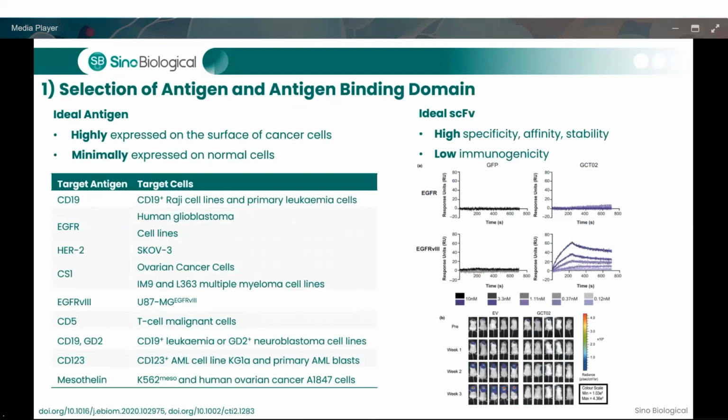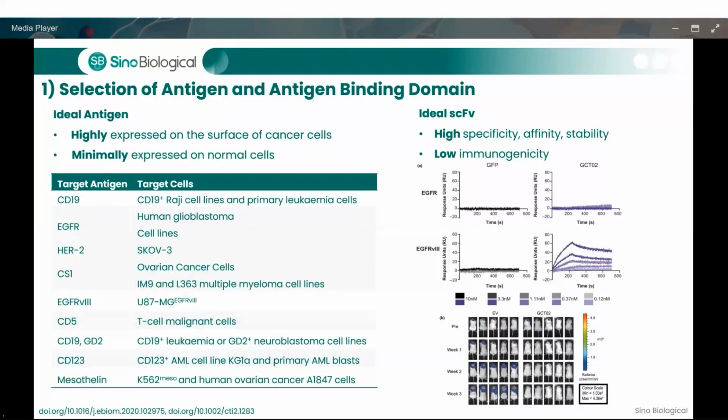The selection of an appropriate antigen is a crucial step in the development of CAR T or CAR NK cell therapy. To ensure specificity, the target antigen should be expressed exclusively or predominantly on the surface of the tumor cells, and not on the normal tissue, to minimize off-target cytotoxicity. The target antigen should not be essential for normal cellular function to avoid potential toxicity to normal cells. In this table, there are some typical target antigens which are highly expressed on the tumor cells.